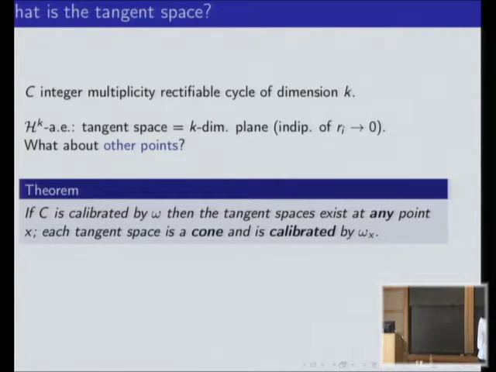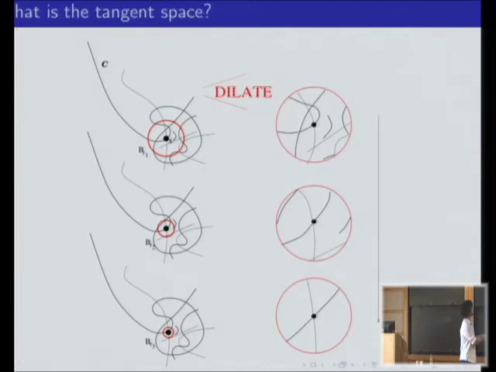So when it comes to calibrated or semi-calibrated currents, we can prove, and this was done in the paper by Harvey and Lawson, that you can make sense of the limit at any point. So whatever point you pick on the rectifiable current, if you make these dilations for a certain sequence of radii, you can extract a subsequence. And the picture that we had here on the right will have a well-defined limit.